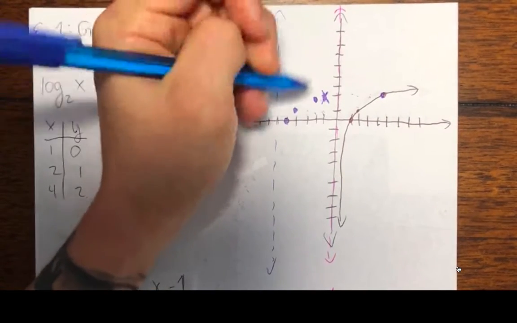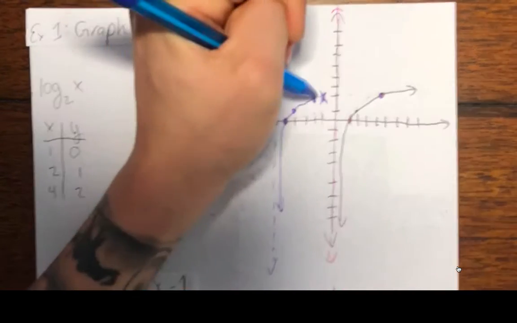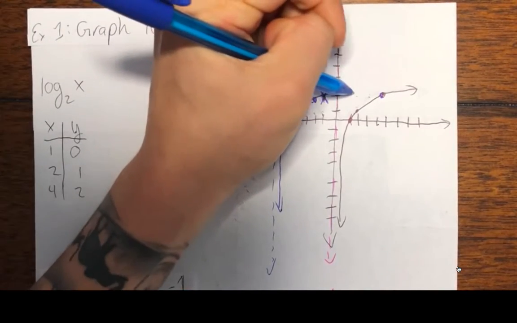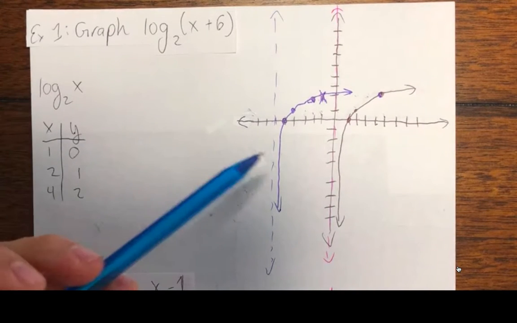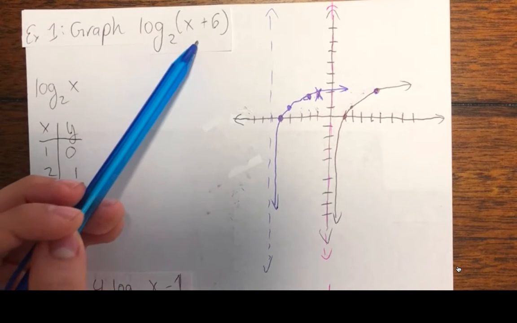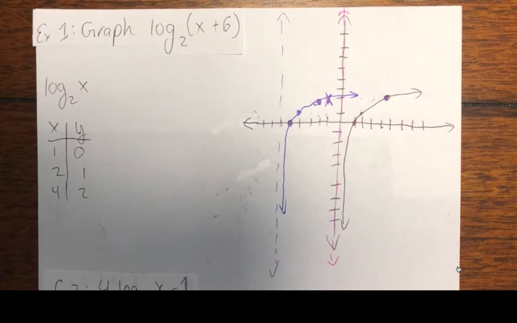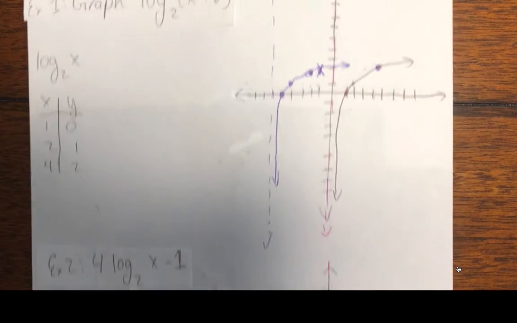All right, so I'm going to go ahead and connect the 3 points. And that's going to be my transformed graph. That's going to be my graph for this function, log 2 of x plus 6. Now remember, with the horizontal shift, it's also going to move the asymptote. So let's take a look at example number 2.